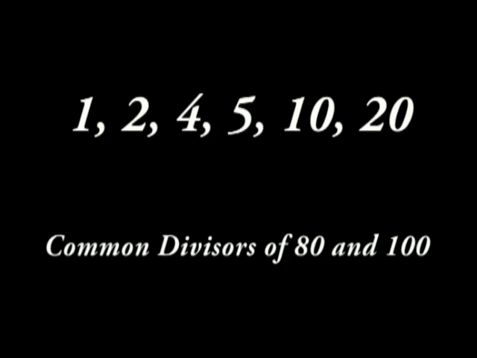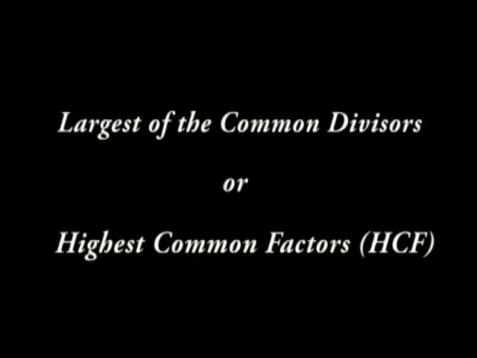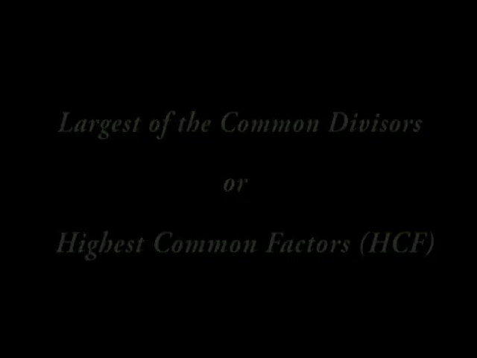The GCD, just as the name suggests, is the largest of the common divisors. It is also called the highest common factor, abbreviated as HCF. The GCD of 80 and 100 is therefore 20.